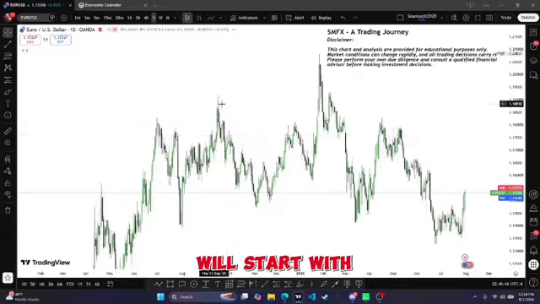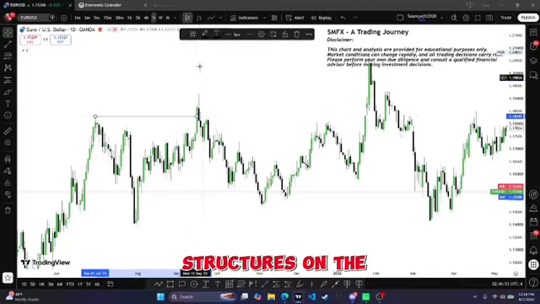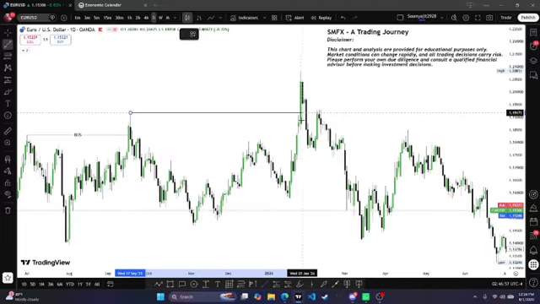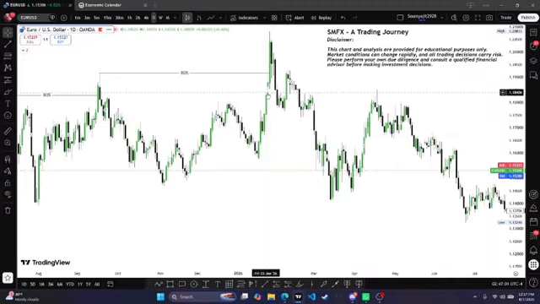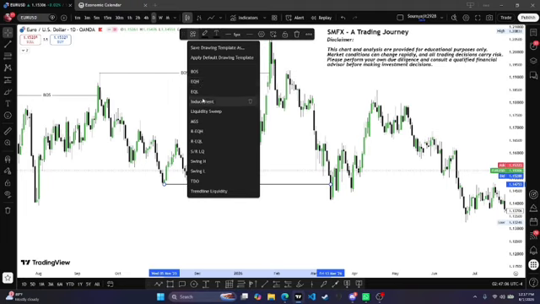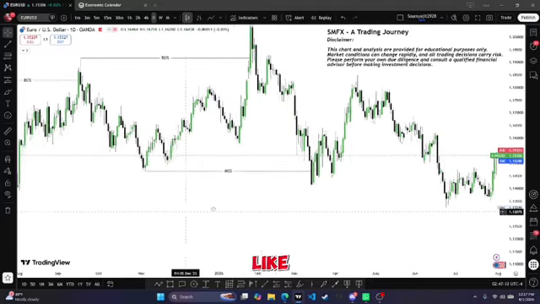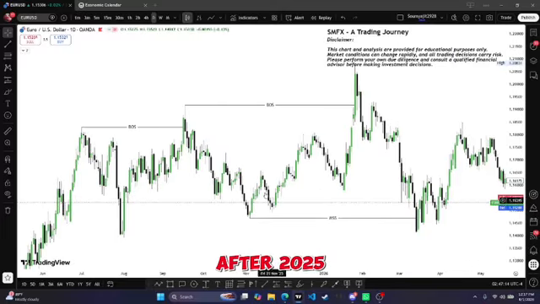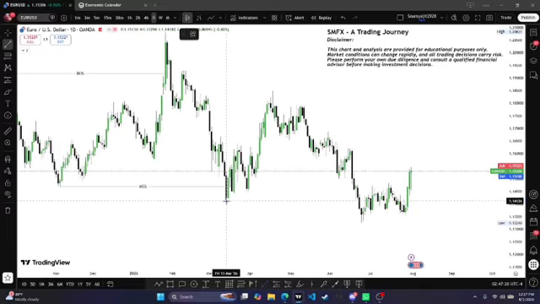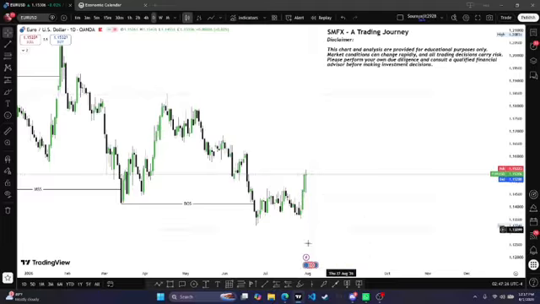Alright, so I will start with EUR/USD first. As usual, we have breakup structures on the daily time frame. This one is the major market structure shift. Since after 2025, this was the major shift that we got. Alright, so this is done.